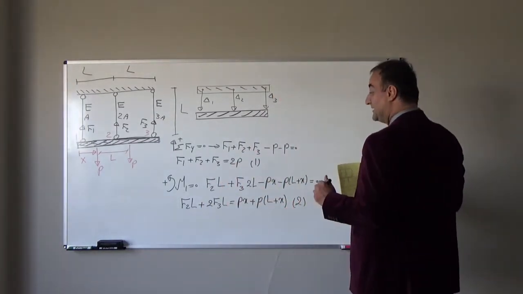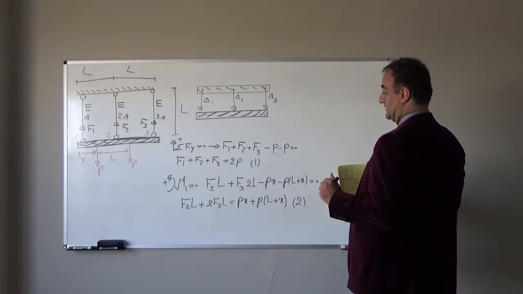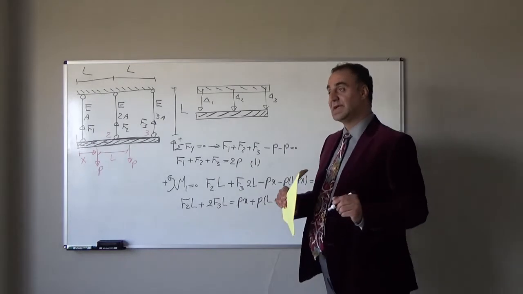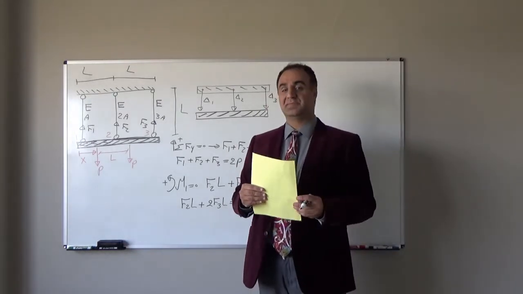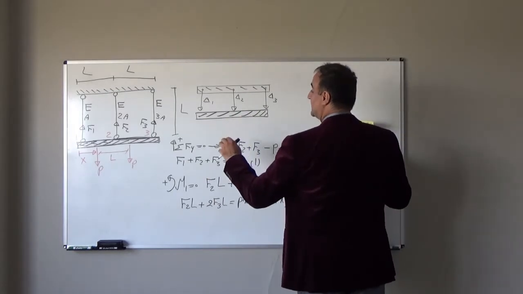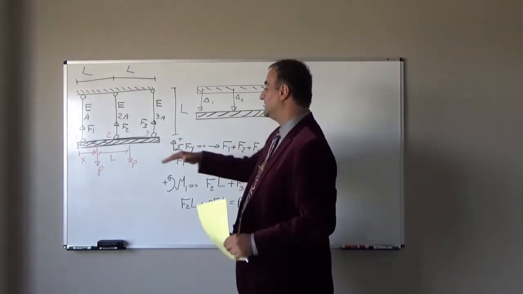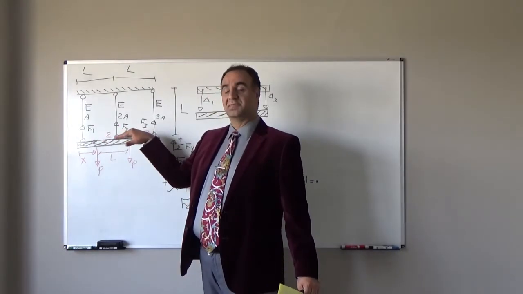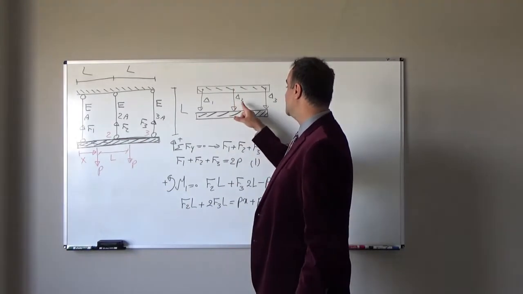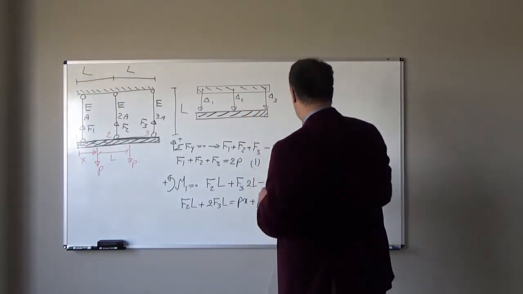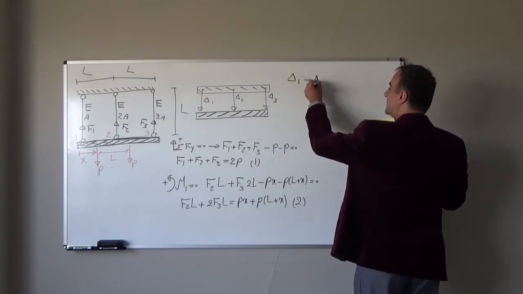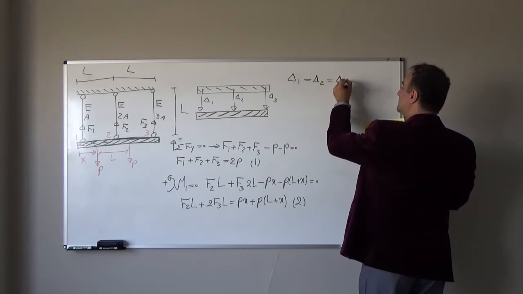So here we will need another equation in order to find F1, F2, F3. That equation comes from deformation. The problem statement says to find X so that this rigid beam remains horizontal after deformation. That means delta 1 should be equal to delta 2, which should be equal to delta 3.